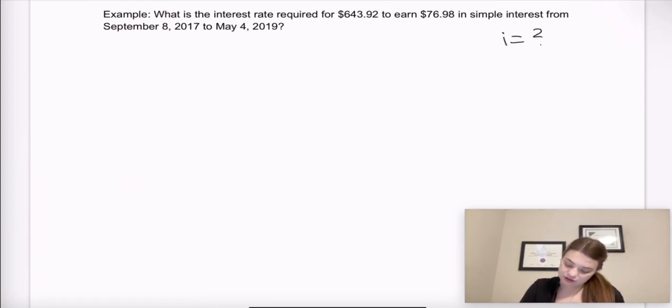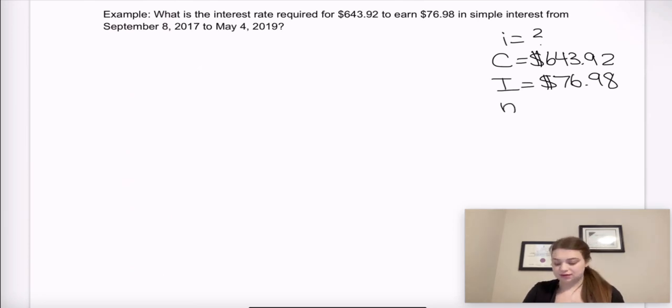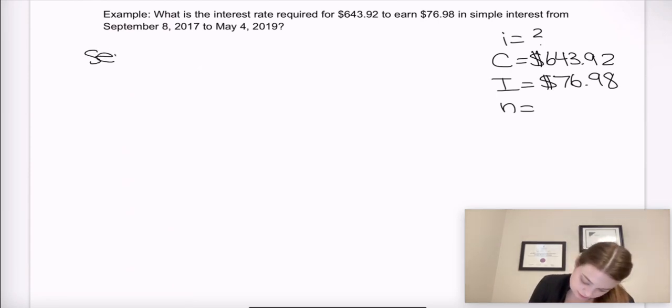We know that the original capital is $643.92. We also know that the interest amount earned is $76.98. And then the number of periods. Well, that's something that we don't know, but that we can figure out based on this. They're saying that it's from September 8th, 2017 to May 4th, 2019. And keep in mind that there are no leap years during this period.